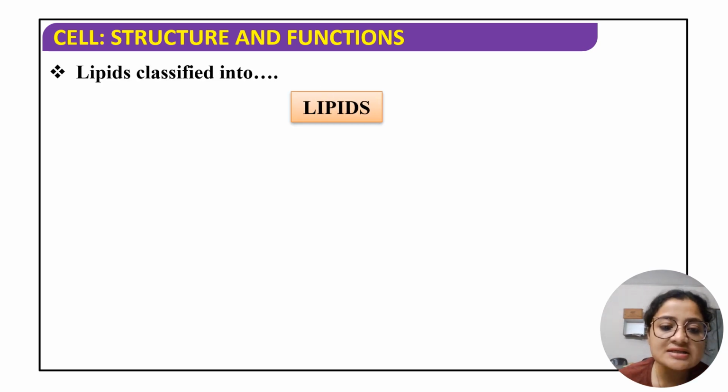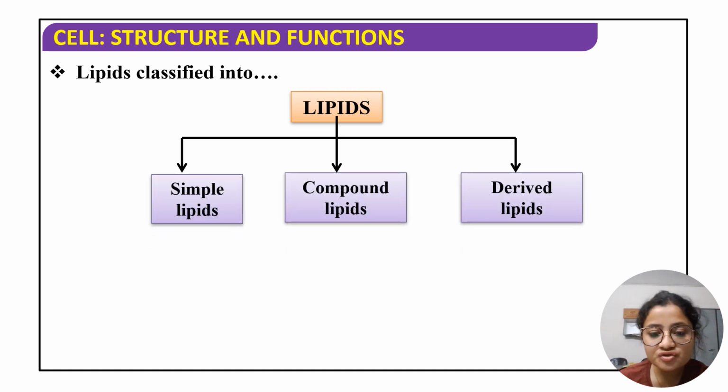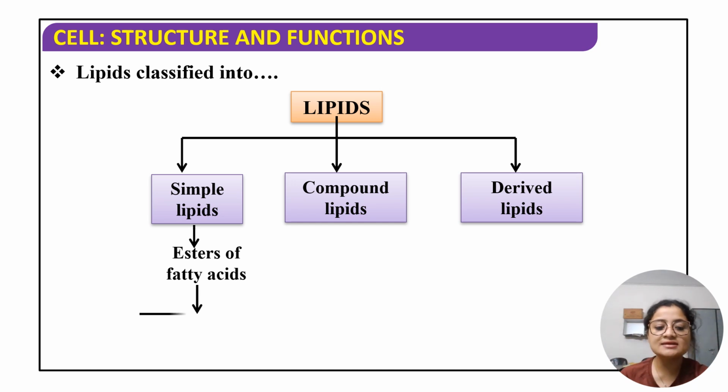So lipids are classified into what types? Let's see. We have simple lipids, compound lipids, and then derived lipids. Simple lipids क्या है? ग्लिसरॉल बोल ही दिया मैंने. So there will be just the esters of fatty acids, जिसमें क्या क्या आएगा? फैट्स आएगा एंड ऑयल्स आएगा.